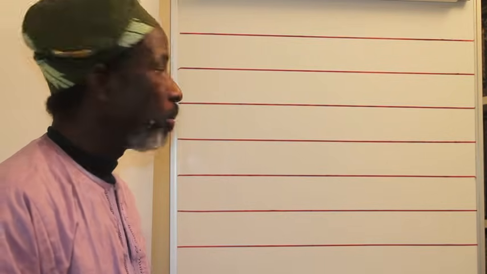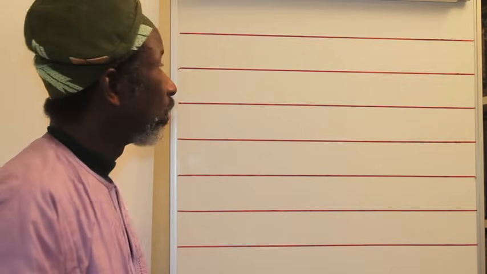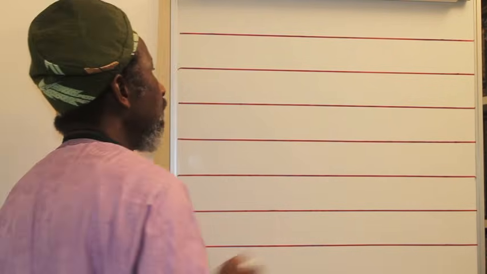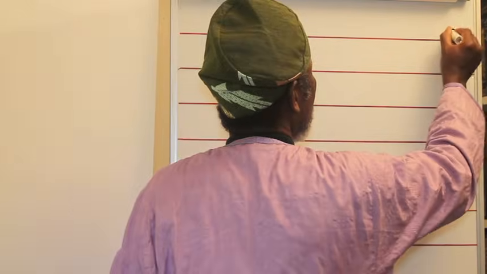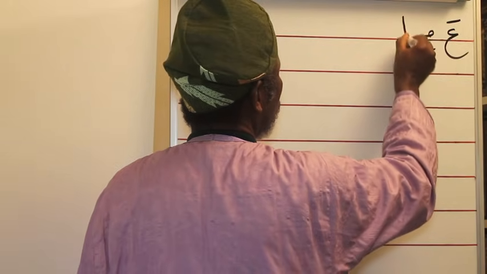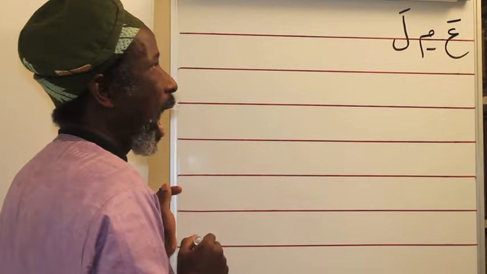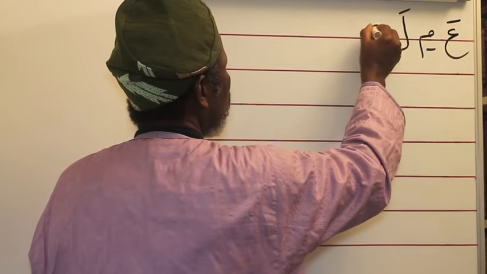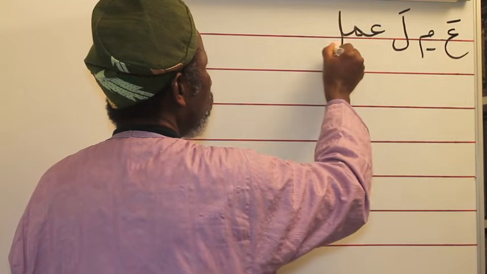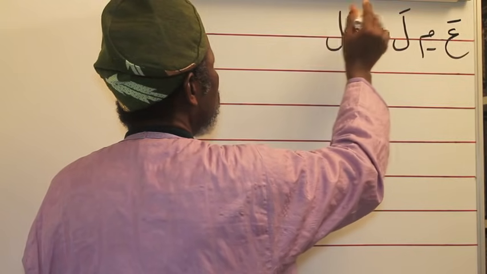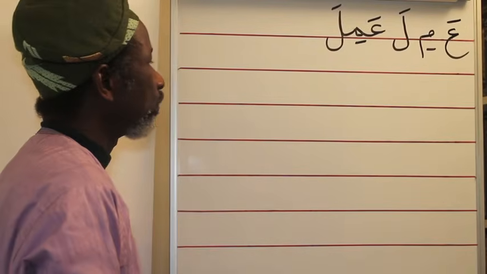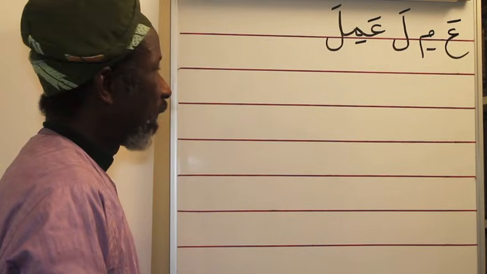Now, still on page 36, the next letter is Ain. Ain at the beginning, Amila. A. Mi. La. Amila. A. Mi. La. A. Mi. La. Amila. That's Ain at the beginning.